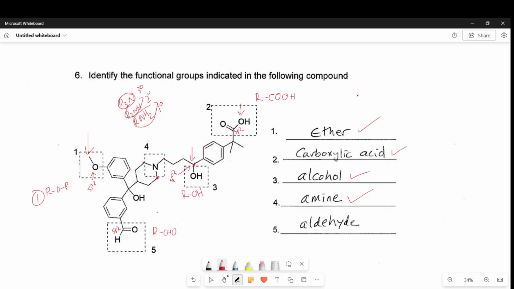In the future final exam, you might see groups like RCONH2. This is not amine, but amide. An amide group is a functional group as well. What else? There are many other functional groups we would encounter, but for this test, these are the 5 functional groups shown in this compound. Okay? Now we'll proceed to the next question number.